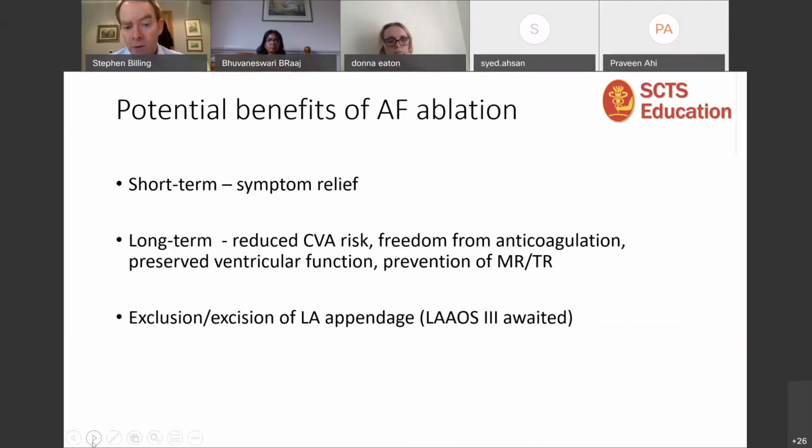There was a prospective randomized trial, the LAAOS-3 trial, which is closed, but the data are not yet reported. Hopefully that will be very interesting.